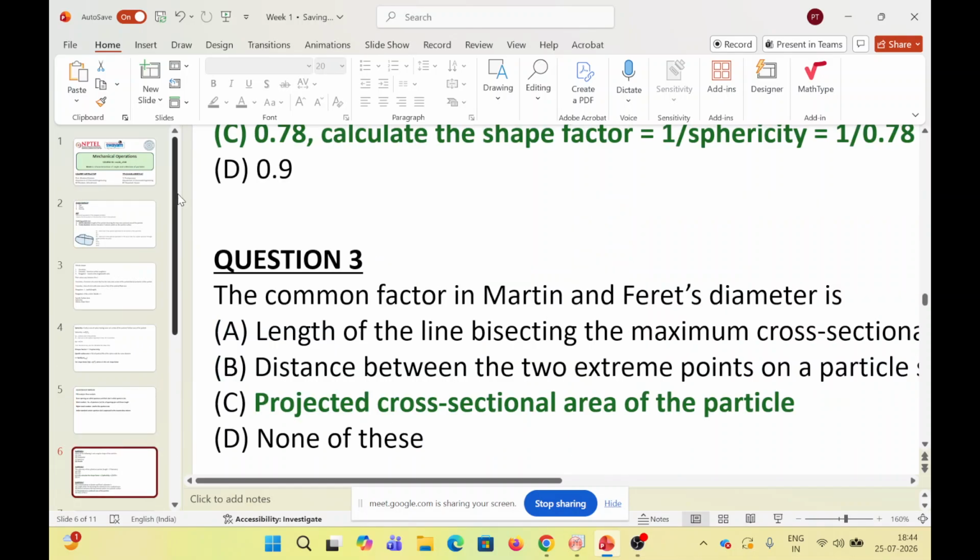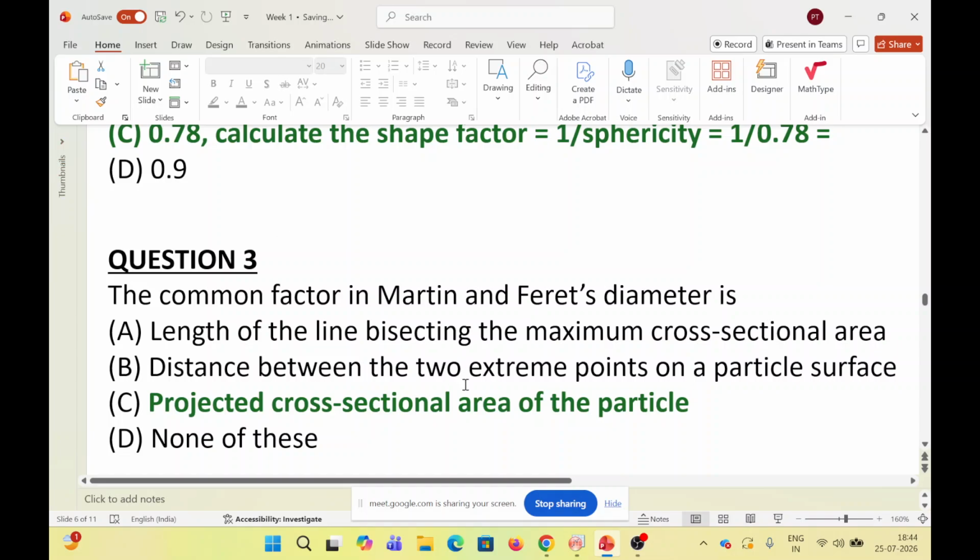So in this case, the answer is the projected cross-section area of the particle. That is the common factor behind the Martin and the Feret diameter. Because option A is Martin's diameter and option B is Feret's diameter, right? That is the typical definition. There is nothing common in both of these. So this is about question 3. Any doubts related to this?